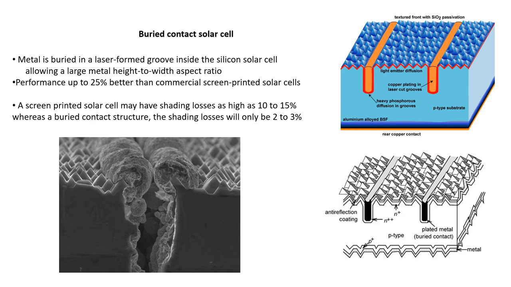The screen-printed solar cells, on the other hand, show less efficiency because of shading and the losses related to it. This loss is as high as 10 to 15%, whereas the buried contact structure reduces the shading losses down to only 2 to 3%. The schematic of a buried contact solar cell is shown here in the picture. Another advantage is that the cost involved in the manufacture of both kinds of cells is the same, and efficiency can be greatly increased in the buried contact solar cell.